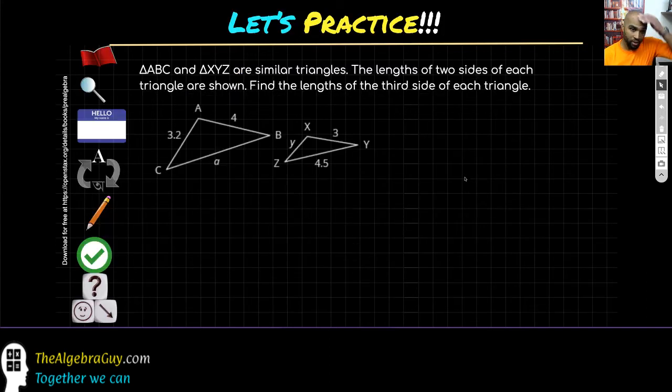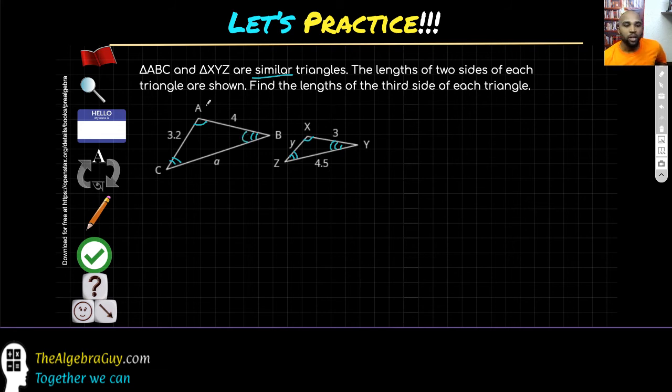So let's see if we got it. Let me read the problem. Triangle ABC right here and triangle XYZ are similar. Okay, that's what we needed to know. They are similar, so there are some things that we know are true. We know the corresponding angles are equal, and the corresponding sides are ratios of one another, equal ratios.